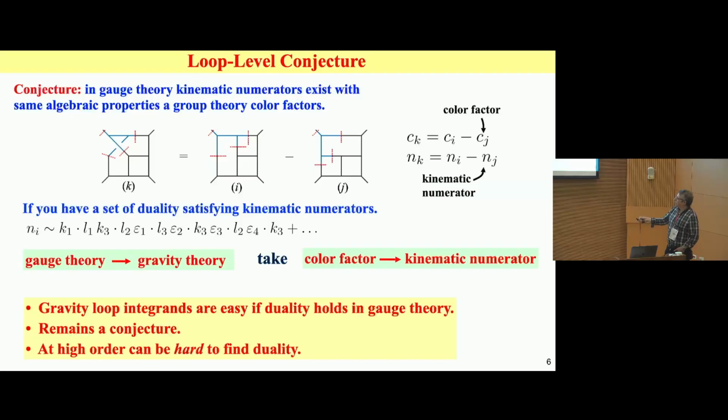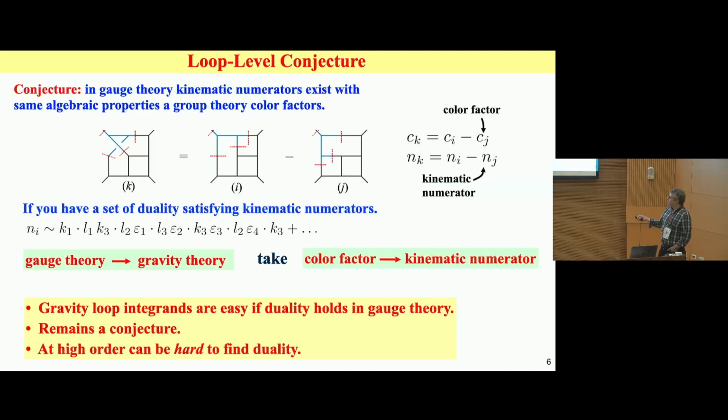And of course, these kinematic factors are dot products of momenta, polarizations, there can be spinors, and so forth. And then the trivial part, which is easy to prove, is assuming that you have this gauge theory, then it gives us a way of going between gauge theory and gravity. Just take the color factor, replace it with a kinematic factor. Okay, and it basically says that the gravity loop integrands are very easy if you can find this duality between color and kinematics to hold in gauge theory.